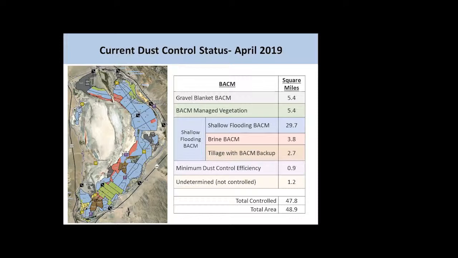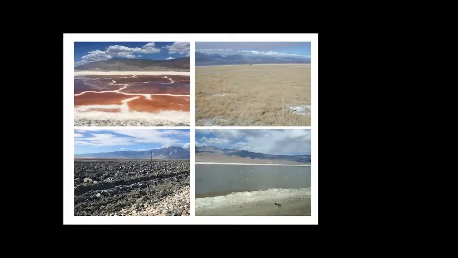So in 2013, the city and district agreed upon provisions that allowed areas with significant environmental and cultural resources that met specific provisions to be deferred for dust control, and we have just over 1 square mile of those areas today. The 47 plus square miles of dust control that are in existence today require a lot of oversight. So LA Department of Water and Power is responsible for the operations and maintenance, and the district is responsible for the monitoring and enforcement of these best available control measures.